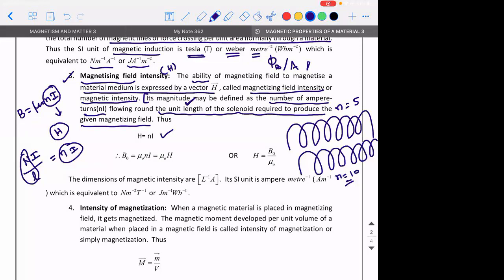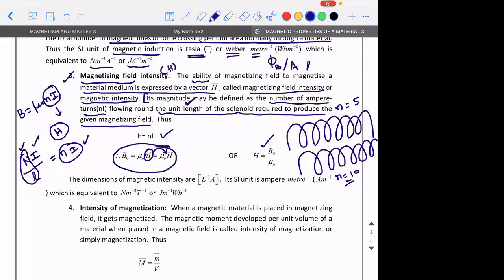So what can you conclude? B naught is equal to mu naught into N I for a magnetizing solenoid. So this N into I, you can write it as capital H. That is what they're trying to say. Or capital H can be written as B naught divided by mu naught. Now you guys tell me what is going to be the SI unit for it. It is the number of ampere turns per unit length.